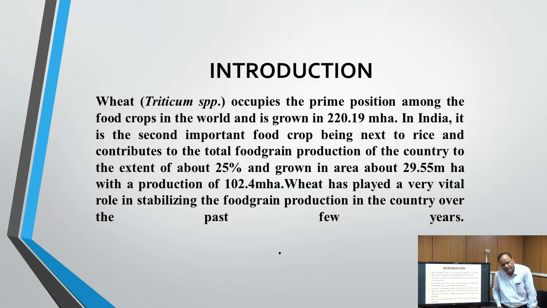Actually, in India, among the 3 types of wheat, bread wheat contributes about 95% of the total wheat production in India, and 4% contribution is from durum wheat and 1% from dicoccum wheat, that is emmer wheat.